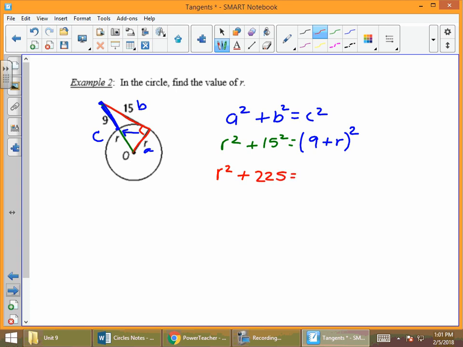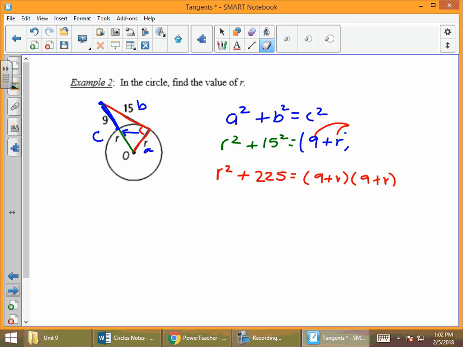How do we have to write that? Be super careful. Perfect. Because we're squaring this, you have to write it twice. It's really tempting to just distribute that exponent and say that's 81 plus r squared. That's not right. That's not correct. It's tempting to do that, but it's not correct.